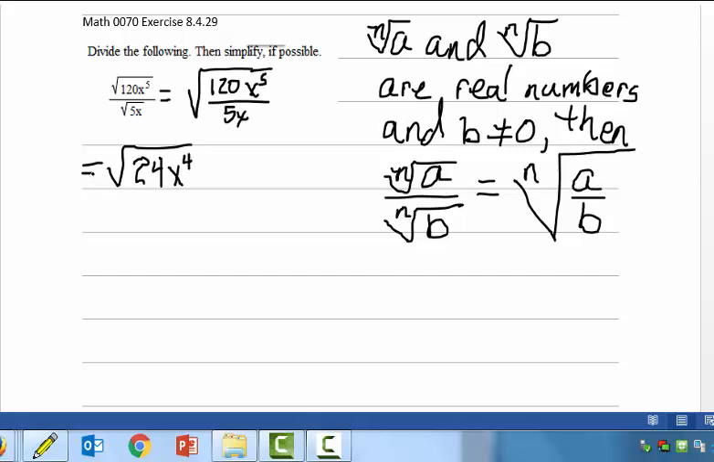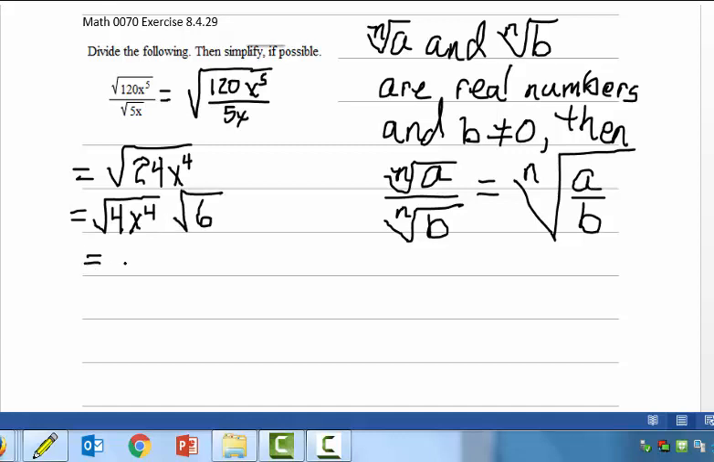So now we need to simplify this radical, because this radical is not a perfect square. We will write it as two radicals. In the first radical, we're going to put the perfect square factors. So the perfect square that divides into 24 evenly is 4. So we're going to write 24 as 4 times 6. We're going to put the perfect square factor in the first radical, the imperfect square factor in the second radical, and then x to the 4th is a perfect square. So that goes in the first radical.